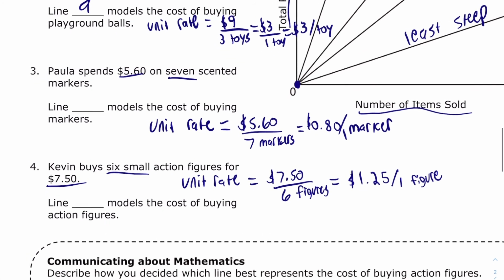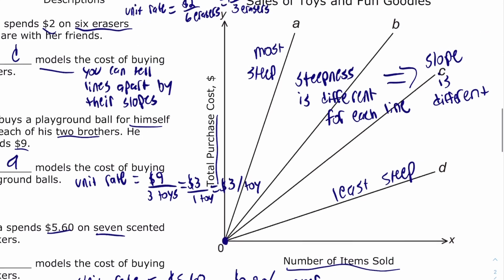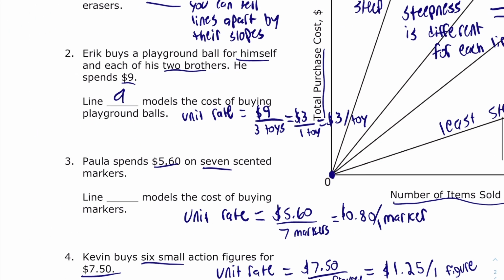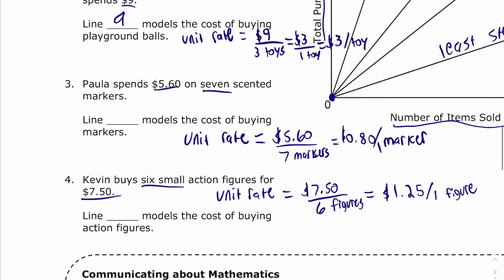We have 2 to pick from now. We have Paula and we have Kevin. Paula's slope or unit rate was 80 cents for each marker. Kevin was $1.25 for each one. So Kevin had a higher slope, which means he's going to be line B because that's more steep, and C is less steep, so we'll need to pick that with the one that's smaller, which is Paula. So number 3 is C, and number 4 will be B.